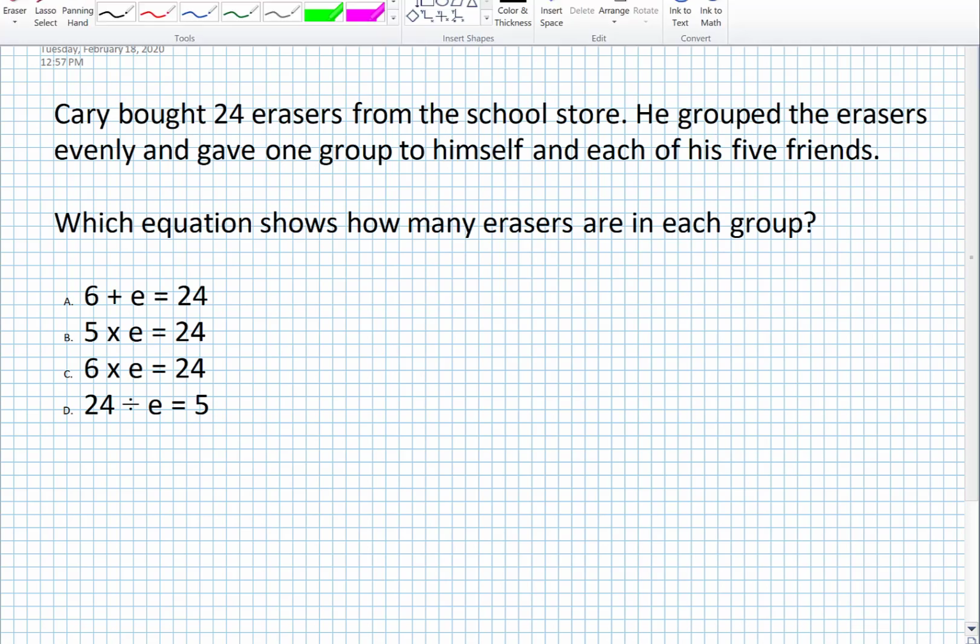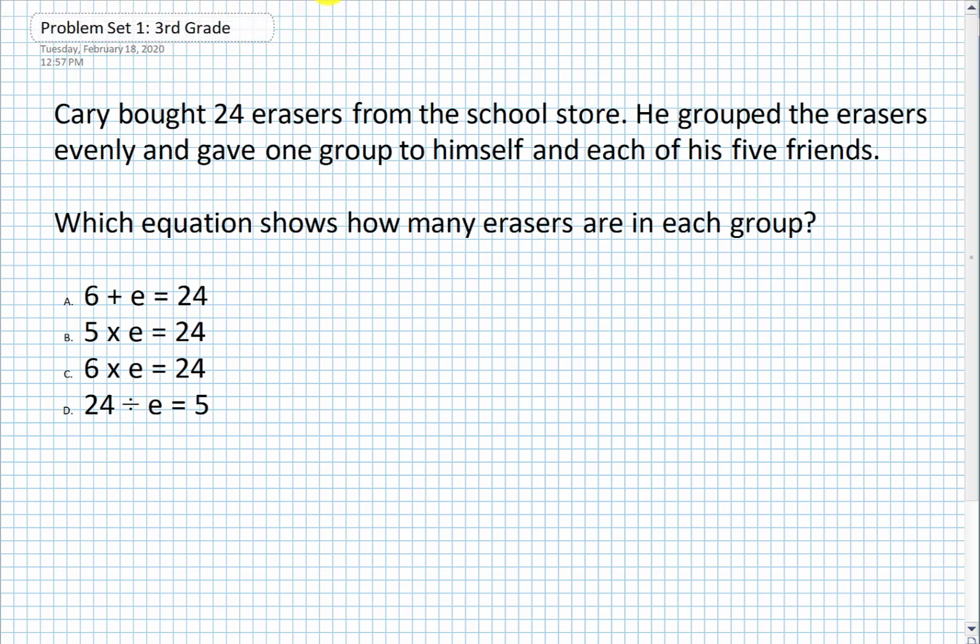I am going to go ahead and highlight, underline, or bold any information that's important to me. So if you're following along and you do not have a highlighter, you can use your pencil to circle or underline the things that I highlight, just to point those things out to yourself. So one of the things that's important to me is this idea that Carrie has 24 erasers total.